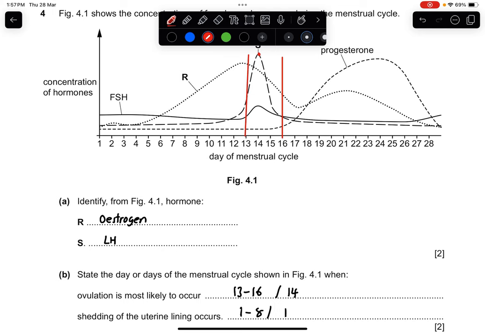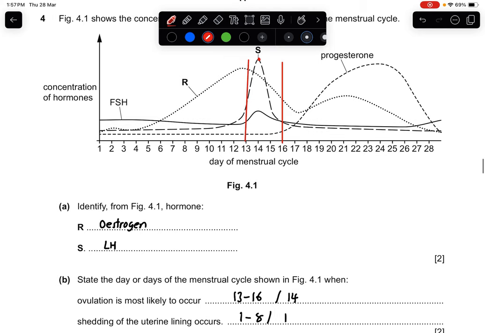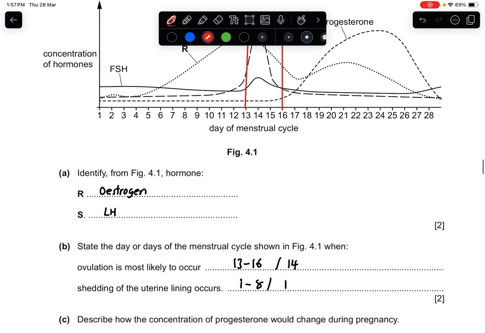And then shedding of the uterine lining occurs. Shedding means the uterine lining or the uterine wall begins to break down. This happens at the beginning of the menstrual cycle. After the progesterone has increased, then menstruation occurs, and the endometrium lining or the uterine lining will start to break down. So this breaks down at the start, day 1 to day 8, or you can always put one number, day 1, acceptable.